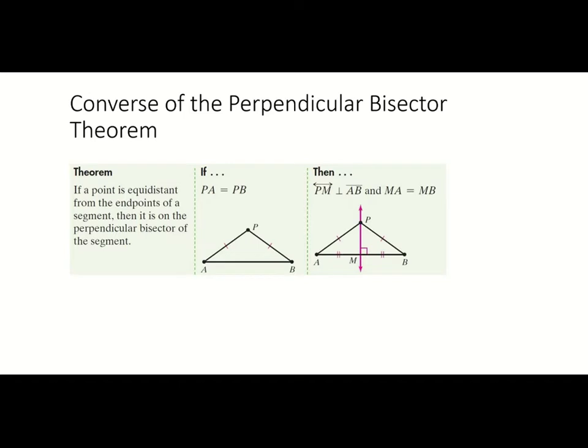And here we have the converse of that, and that just says if a point is equidistant from the endpoints of a segment, then that point is on the perpendicular bisector of the segment. So now we know the point here is equidistant from the 2 endpoints, so that means that it is on the perpendicular bisector for that segment.